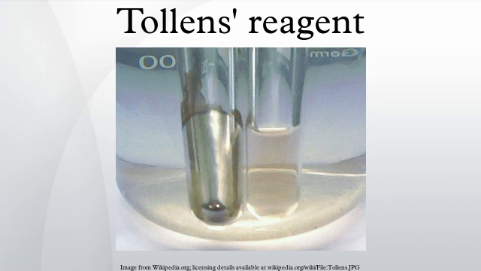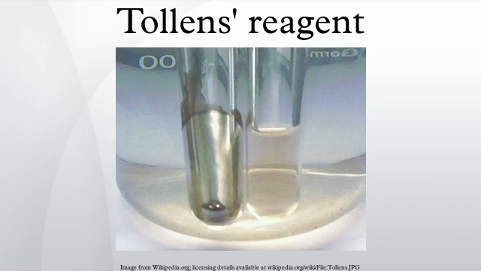Tollens reagent is a chemical reagent used to determine the presence of an aldehyde or alpha-hydroxy ketone functional group. The reagent consists of a solution of silver nitrate and ammonia. It was named after its discoverer, the German chemist Bernhard Tollens.